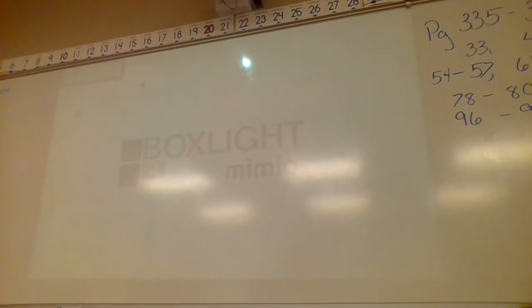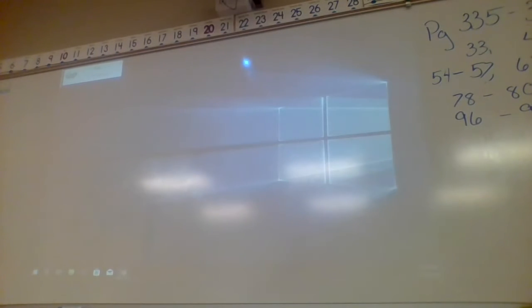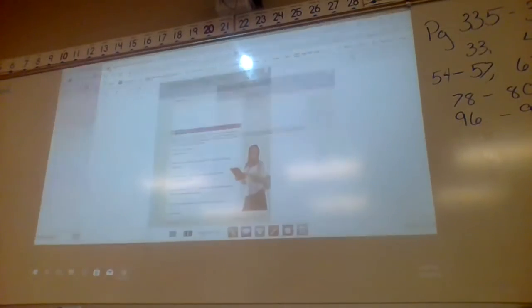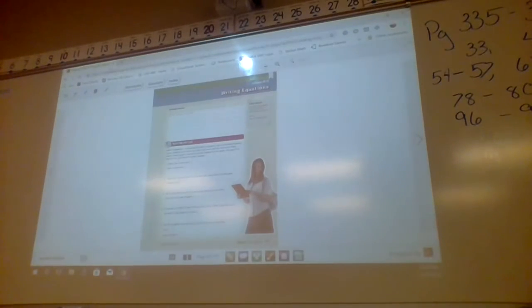If you needed an essential question, you can ask something such as, why is it important to know how to write equations? So for an essential question, you can put, why is it important to know how to write equations?